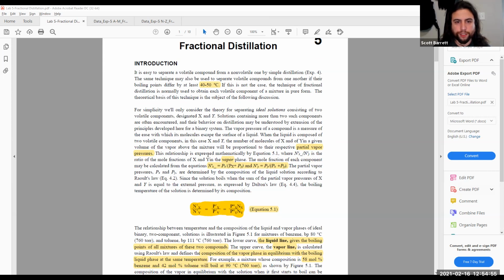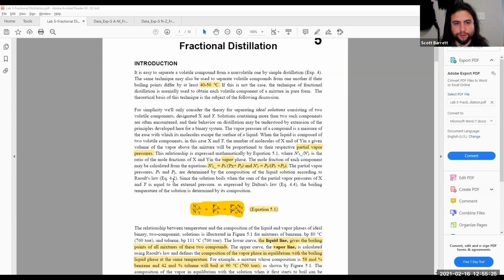So as we look here, this relationship is expressed mathematically in equation 5.1, where Nx, the mole fraction of X, over Ny, the mole fraction of Y, is the ratio of mole fractions X and Y in the vapor phase. So the mole fraction of each component may be calculated from the equations. The mole fraction of X is equal to the pressure of X divided by the pressure of X plus the pressure of Y, and the same for Y. So as you can see here, this is equation 5.1 right here.